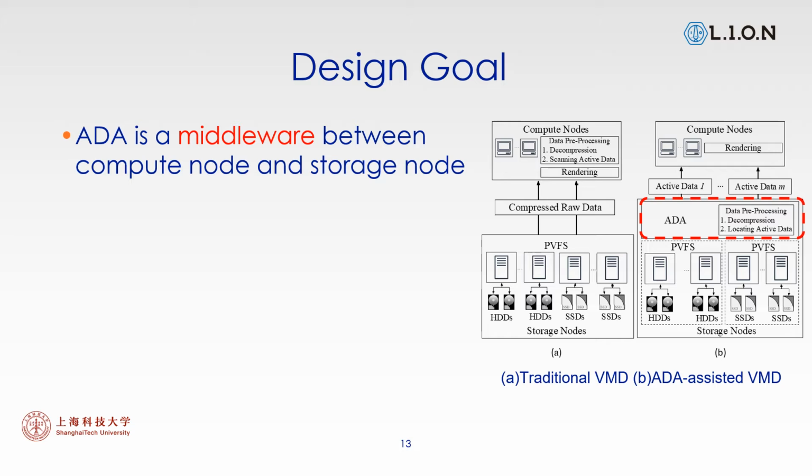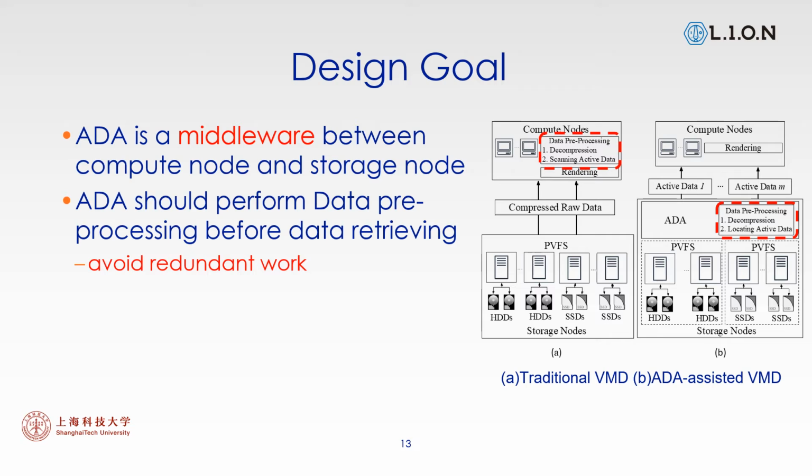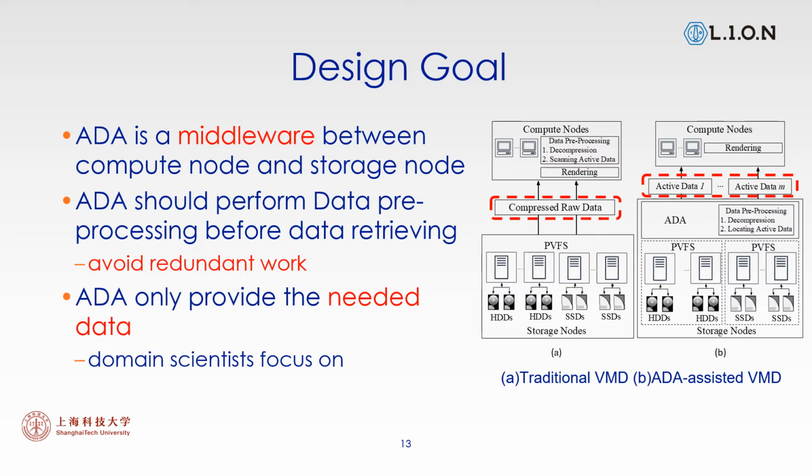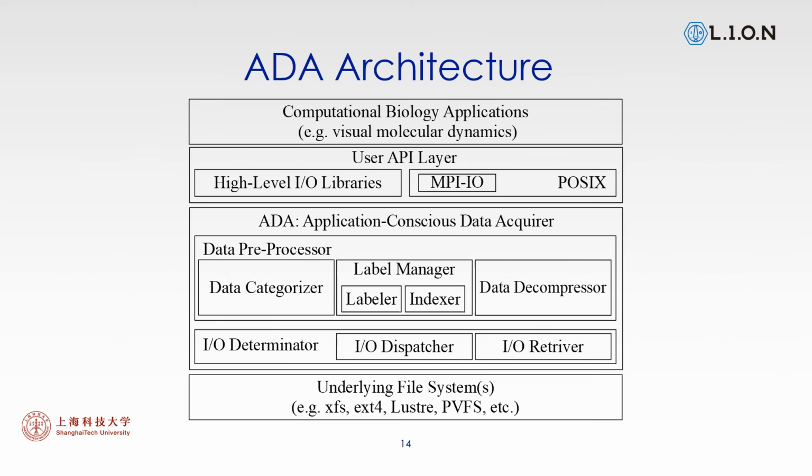Firstly, ADA is a middleware between compute node and storage node. Secondly, ADA should perform data pre-processing before data retrieving, which will avoid redundant work. Thirdly, ADA only provides the needed data that domain scientists focus on. To achieve this design goal, ADA sits below the user API layer and above the underlying file system.